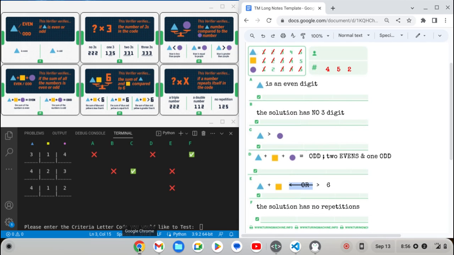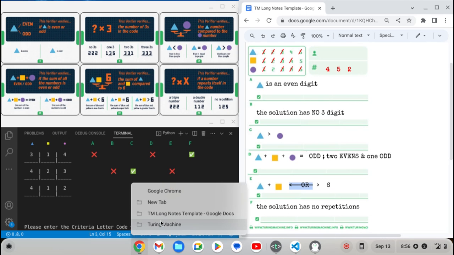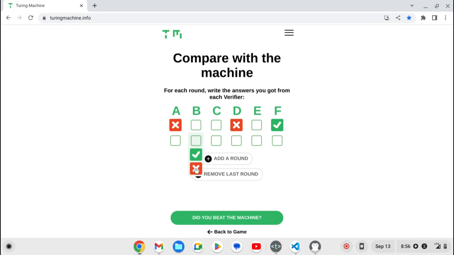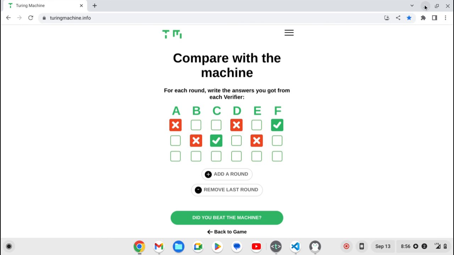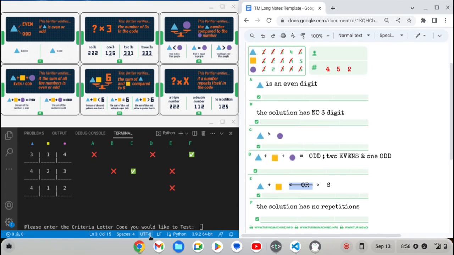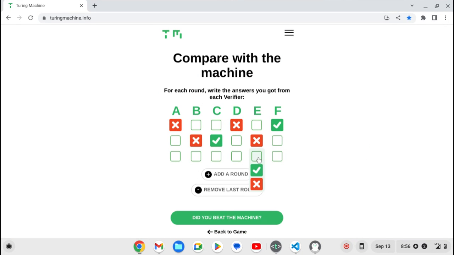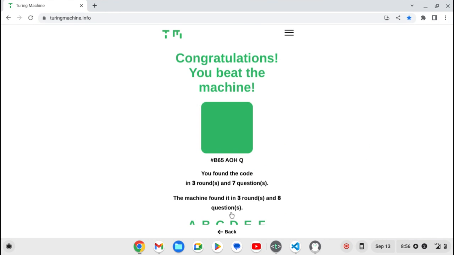So let's go ahead and do that again. ADF. So A was wrong, D was wrong, F was correct. And the second round, B was wrong, C was correct, and E was incorrect. And then I believe, was it D or E? It was E that we tested twice. And that was also incorrect.